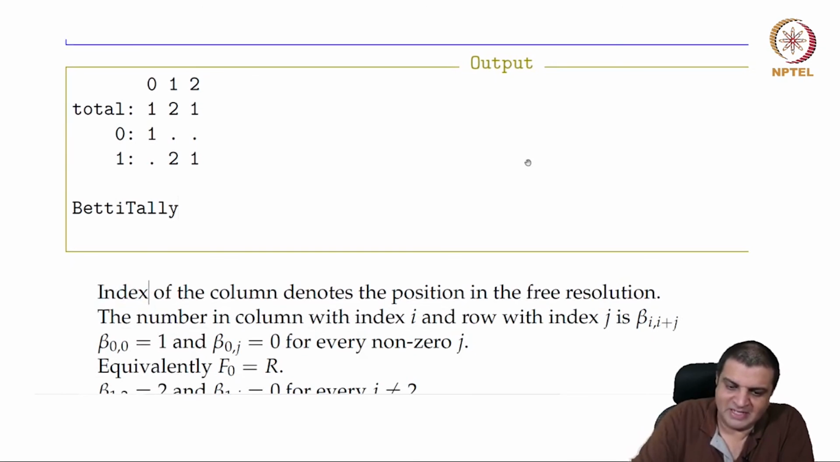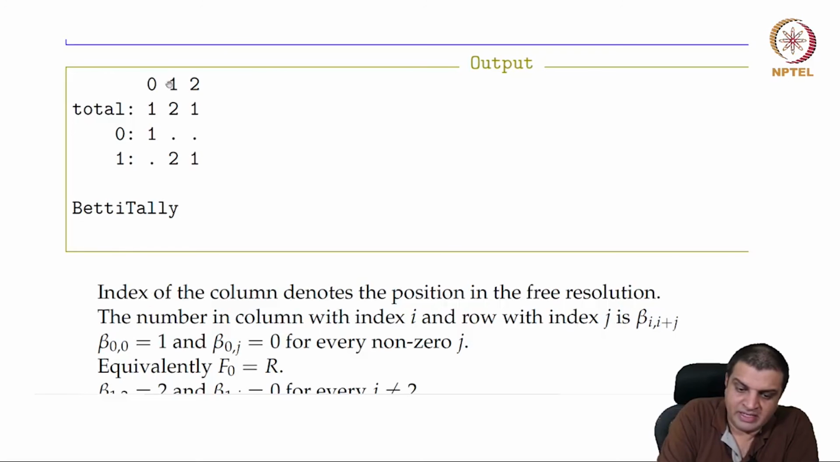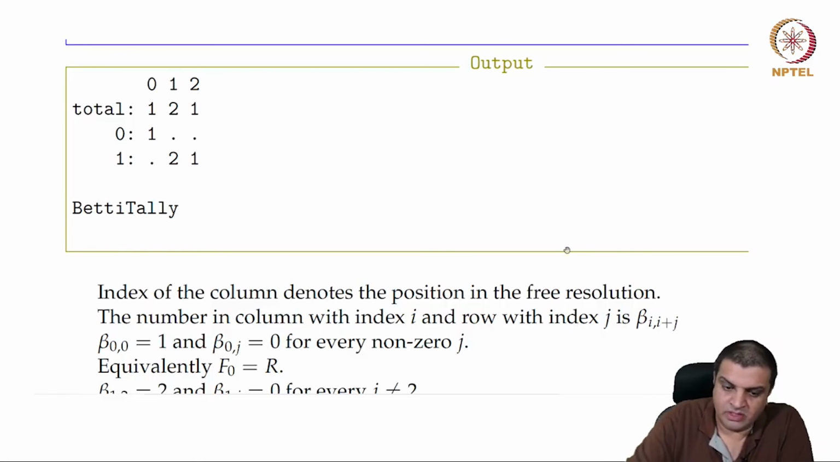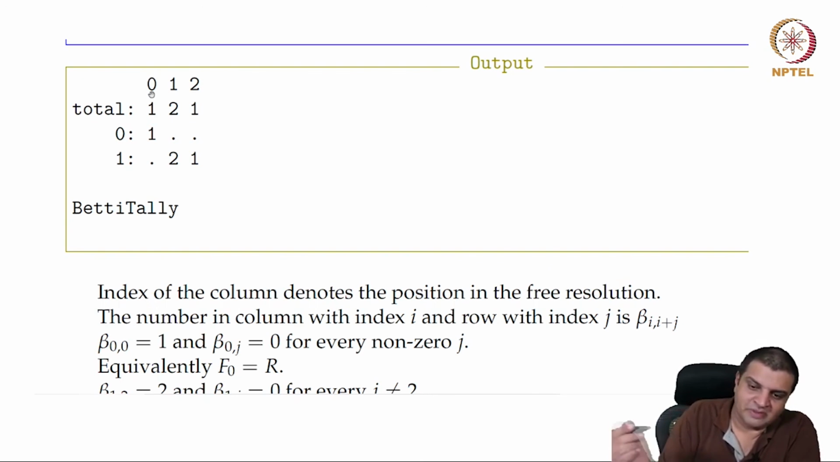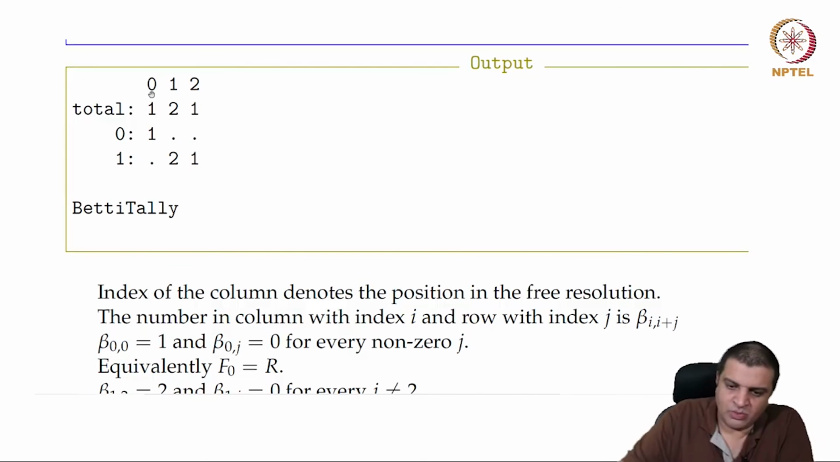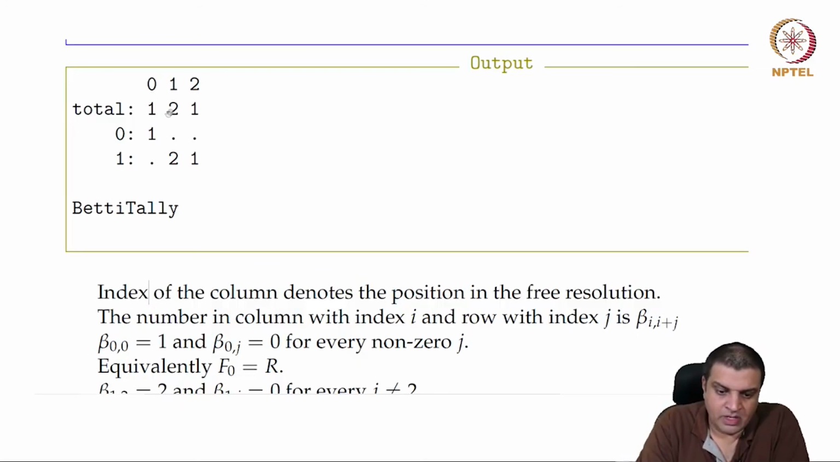We need a brief explanation of what this means. So what is in position I? The column indices are the position in the free resolution. So think of this as being written from right to left. The arrows are going from right to left, exactly how we saw it in the displays earlier. F0 is rank 1, F1 is rank 2, and F2 is rank 3. That's what this total row means.